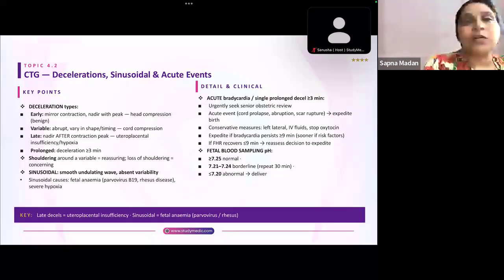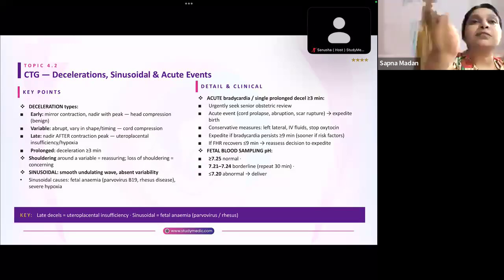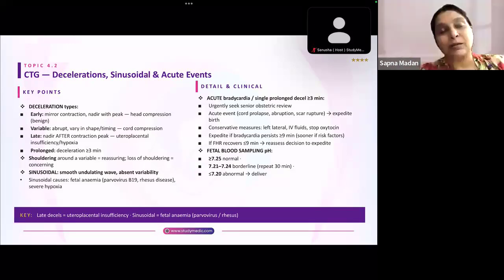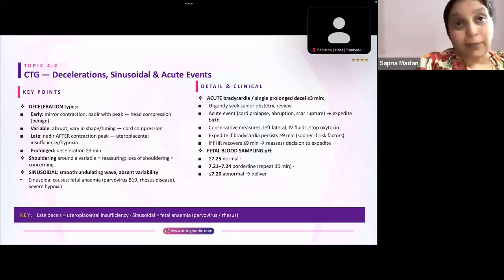Variable decelerations are abrupt, and they vary in shape and timing, and they are caused due to cord compression. Late decelerations have the nadir, that is the bottom part of it, the trough, after the contraction has peaked. So the contraction has come, and after that, the deceleration starts. So the contraction's peak is coming first, and then the decelerations trough is coming.